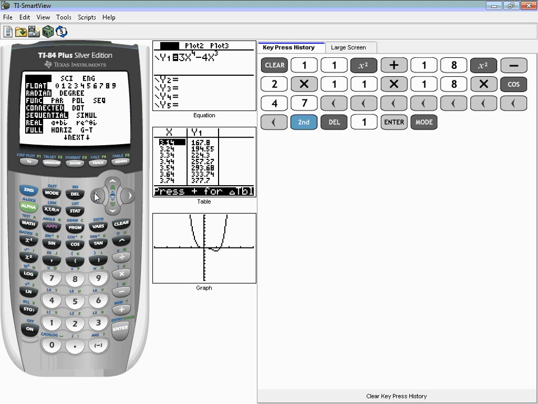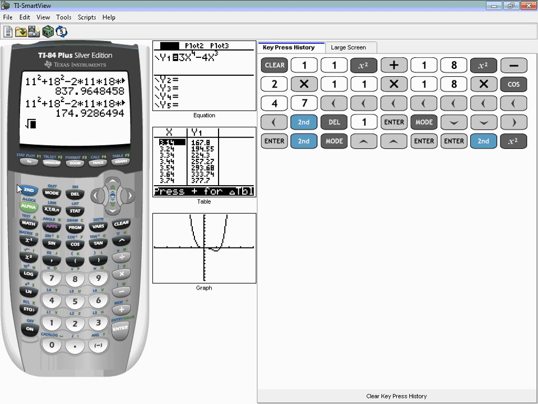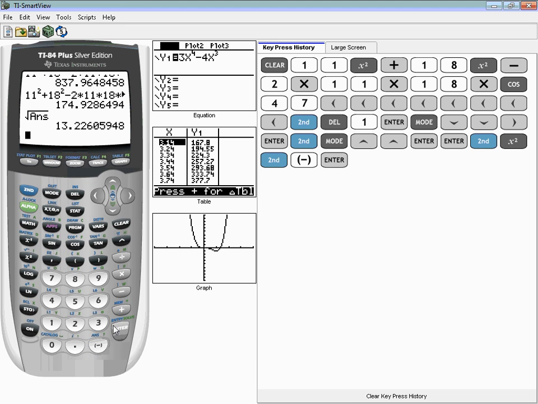I'm not in degrees. We'll get there. Okay, and then square root that answer. Are you guys remembering how to use your answer key? Okay, so we had 13.226, right? I want you to store that as A. I know it's a little a this time, but I still want you to store it as A.